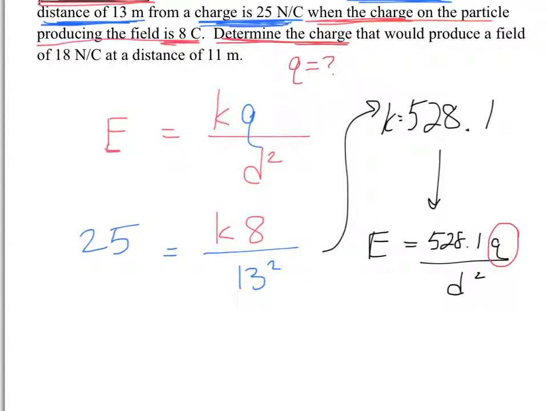That would produce a field of, so this is the electric field. Field was represented by the capital E. And by the way, you could have used F for field if you wanted to. It just happens to be E, so I just wrote that, but it doesn't matter what variable you use. So the field is 18. The distance is 11. And our goal is to figure out the value of Q. What do you get for Q?